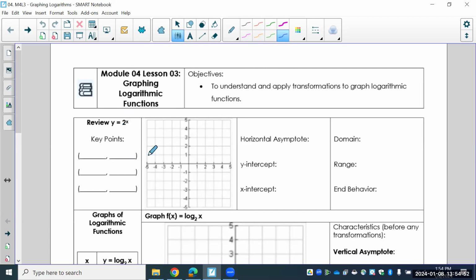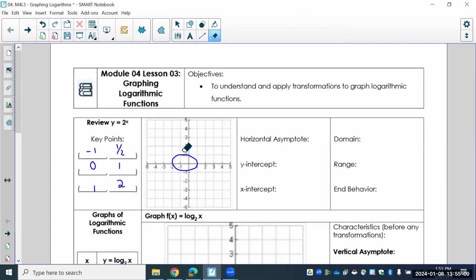To do this, the key points are focused around the origin. So you would have -1, 0, and 1. 2 to the -1 would be a half. 2 to the 0 would be 1. Anything to the 0 is 1, including something like e, which we'll talk about later. And then 1 would give you the base back. So once you have that, you're going to make this graph.